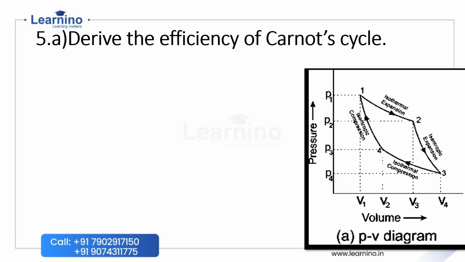Next question, derive the efficiency of Carnot cycle. And this Carnot cycle is what? It is a thermodynamic cycle, and it consists of 4 processes. Okay, and the heat is supplied and rejected isothermally. You can see here the heat is supplied and rejected isothermally, and expansion and compression of air takes place adiabatically.